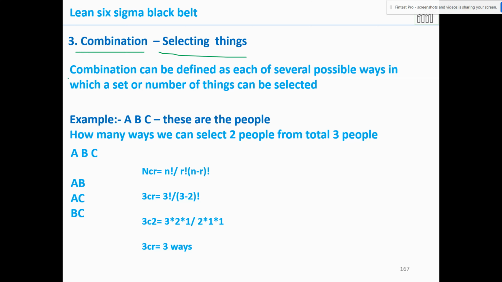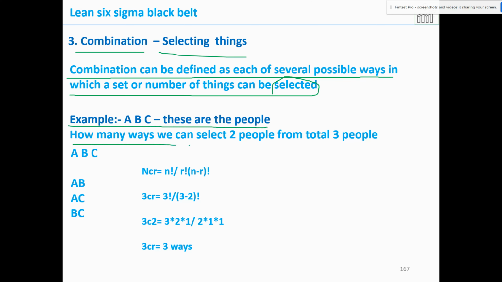Selecting things. Combination can be defined as each of several possible ways in which a set or number of things can be selected. See, the selection is very, very important. The word selection. For example, A, B, C. These are the people. How many ways can we select two people from the total three? A, B, A, C, B, C. Only three ways. The formula for combination is nCr is equal to n factorial divided by r factorial times (n minus r) factorial.